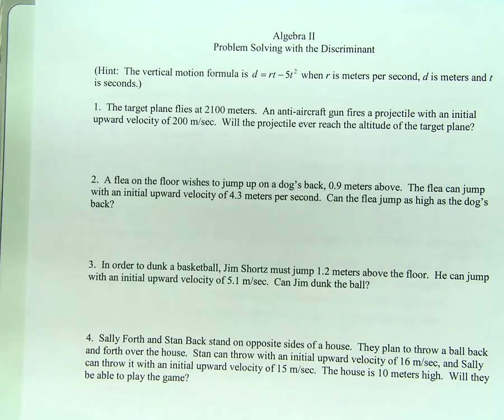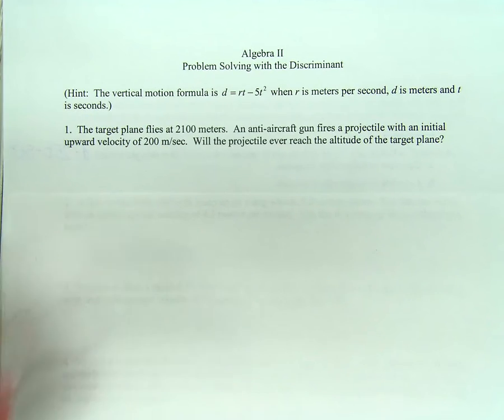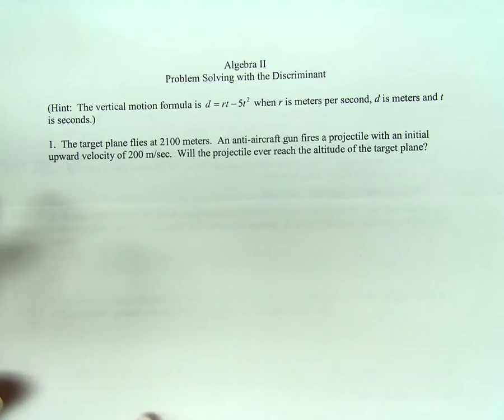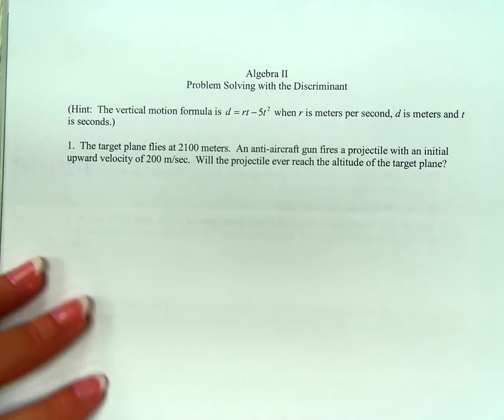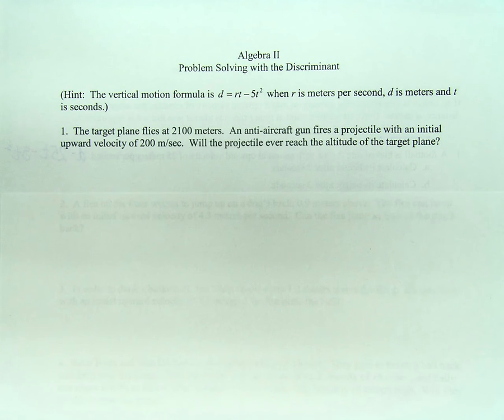Okay? Look at the back of the worksheet for me, please. We're going to continue using the vertical motion formula. They went ahead and put it at the top just so you would have it. Because, I mean, it takes a long time to, like, flip the paper over. A target plane flies at 2,100 meters. An anti-aircraft gun fires a projectile with an initial upward velocity of 200 meters per second. Will the projectile ever reach the altitude of the target plane? What are the two possible answers to this question?